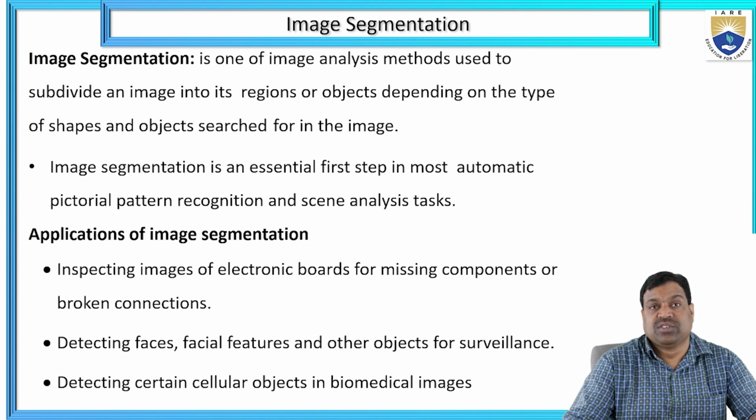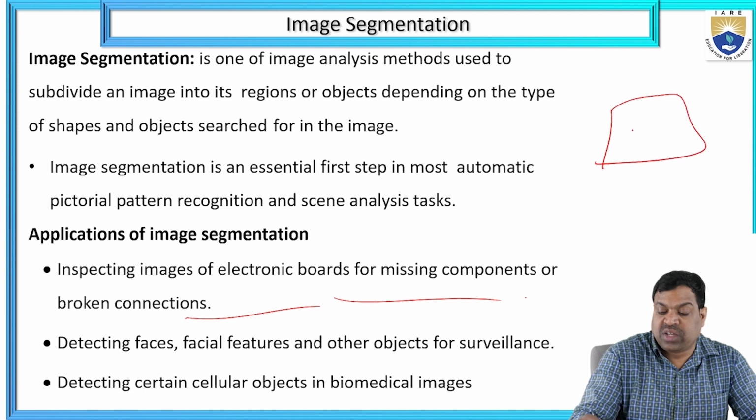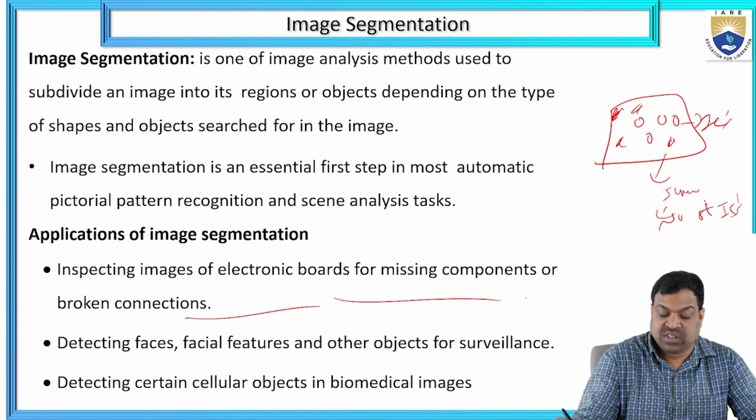But what are the applications? One application of image segmentation is inspecting an electronic board for missing components. When I'm going for electronic components, some ICs are there, and some screws or ICs are there. Suppose there are a number of ICs. So how many ICs are there?